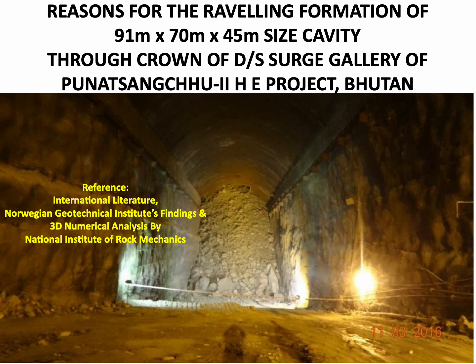In this case study, I am going to present an insight on the mechanism that the rock mass was subjected to in the run up to the formation of a huge cavity the size of a football field and of a height of one third the height of the Eiffel Tower. The cavity happened through the Downstream Surge Gallery crown of the Punatsangchhu-II hydroelectric project in Bhutan.